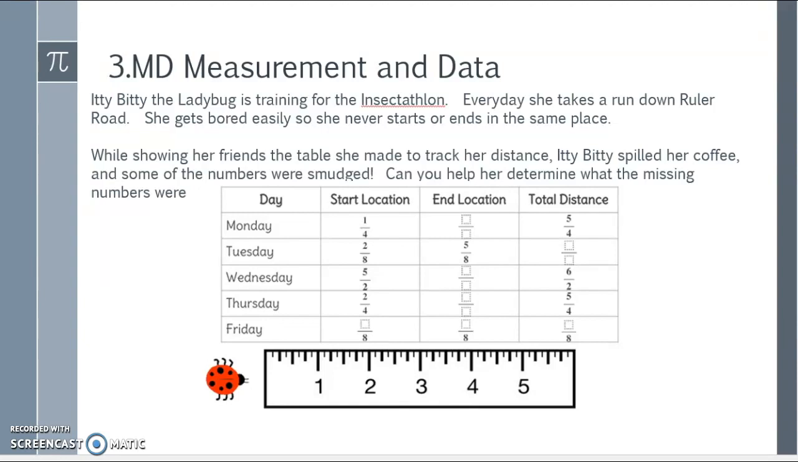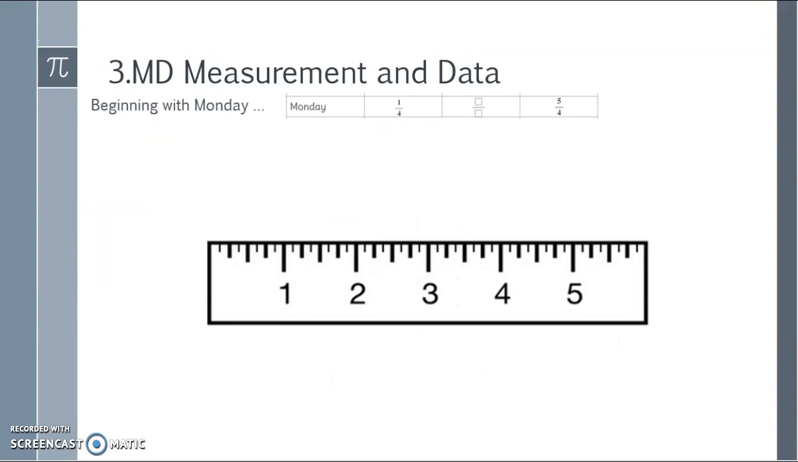So I have a ruler down here for us, and I have our chart. So we're going to start with Monday. Recall that the first column is start, the middle is end, and the last is total. So on Monday, we start at 1/4. We don't know where we end, but we know that we went a distance of 5/4.